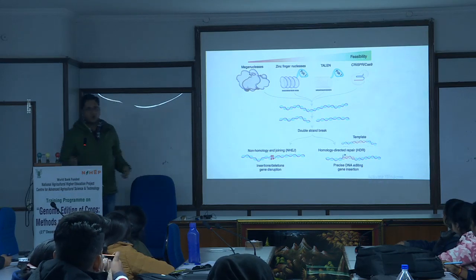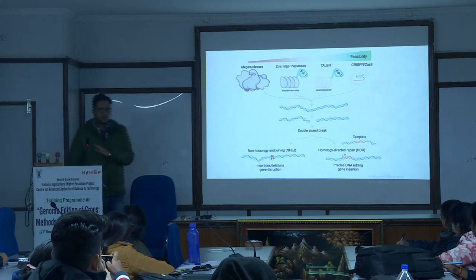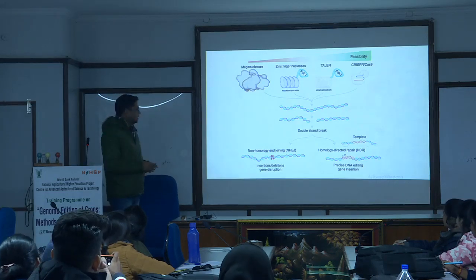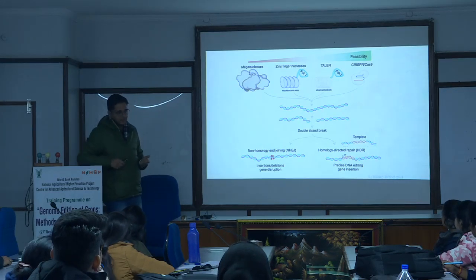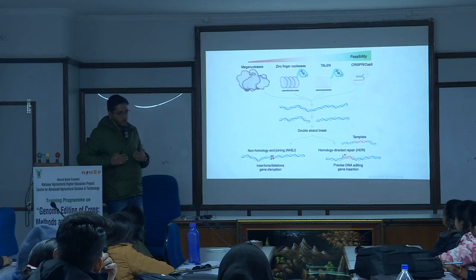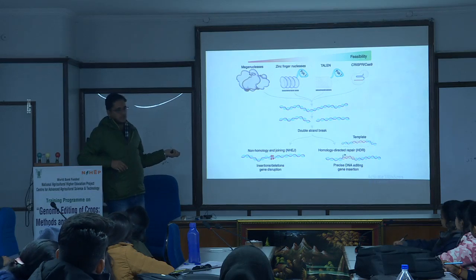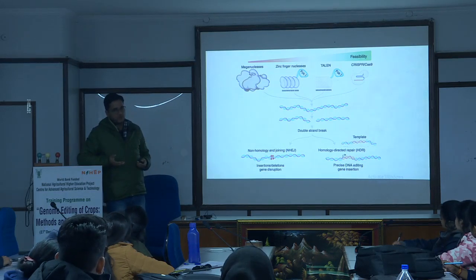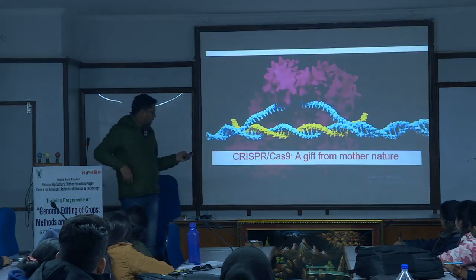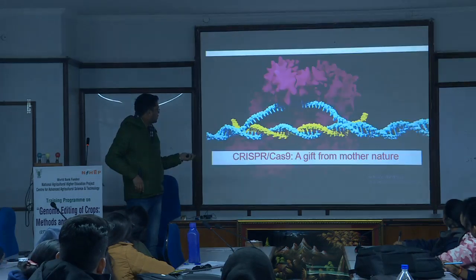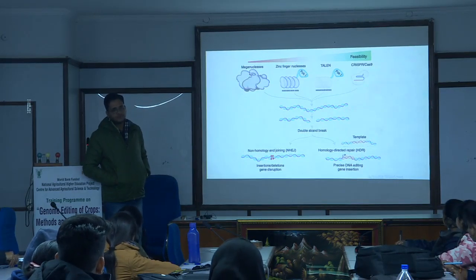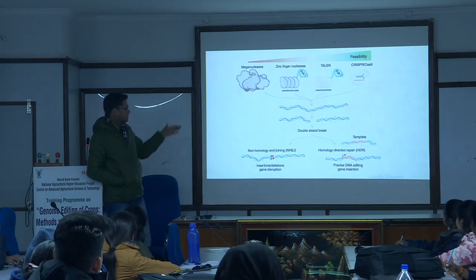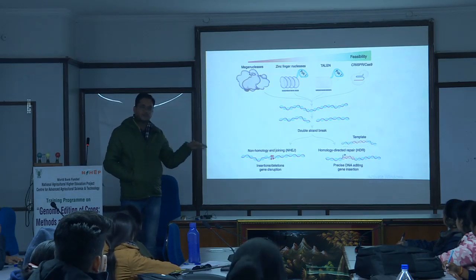Non-homologous end joining is a mechanism by which non-homologous strands can join, but it is very error prone. By this mechanism, there might be some insertions or deletions, and there might be some disruption also. But for homology-directed repair, what do we need? We need a template strand so that it can go and insert into the site where the double-stranded break has been introduced.